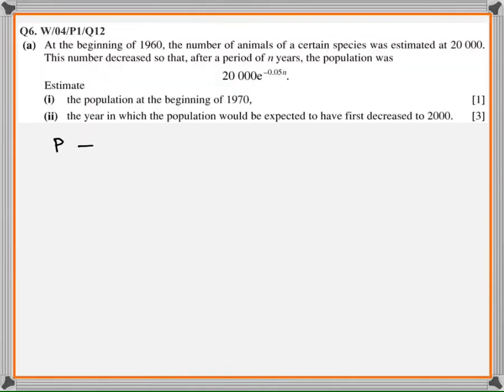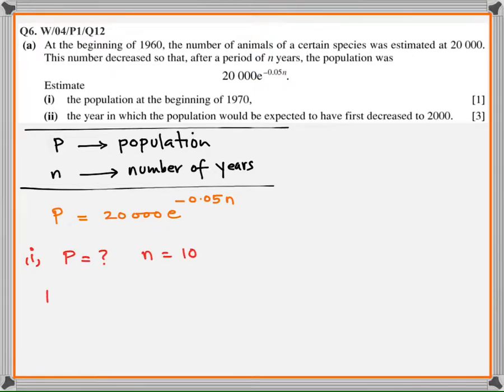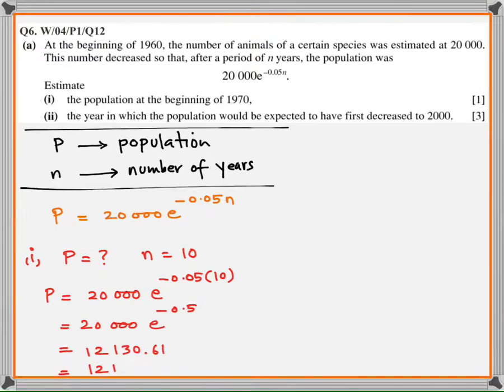Let's look at the first part. P is the population. n is the time, and this is the number of years actually. So P is equal to 20,000 e raised to the power of this much. They are asking us in 10 years what will be the population. Simply plug it in. The constant negative 0.05 was already part of the formula. It was already given. So according to this formula, the population of whatever that species is will be 12,100 after 10 years because it's decreasing.